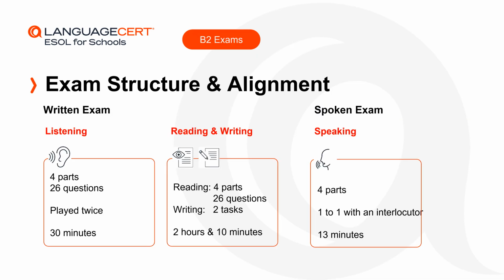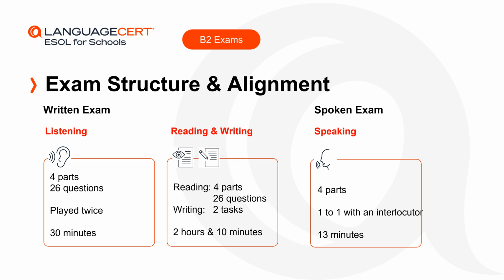The B2 level Communicator LanguageCert ESOL for Schools exam consists of two components, the written and the spoken component. Regarding the written part first, the listening section comprises 4 parts and 26 items. All audio recordings are heard twice, and the total duration of the listening section is approximately 30 minutes.